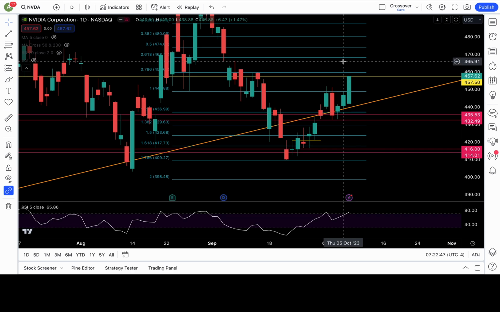463.3. 466. 468.2-ish. Gap fill is at 470.4, okay? So those are some potential targets above, and we can clear 457.5 and 460.